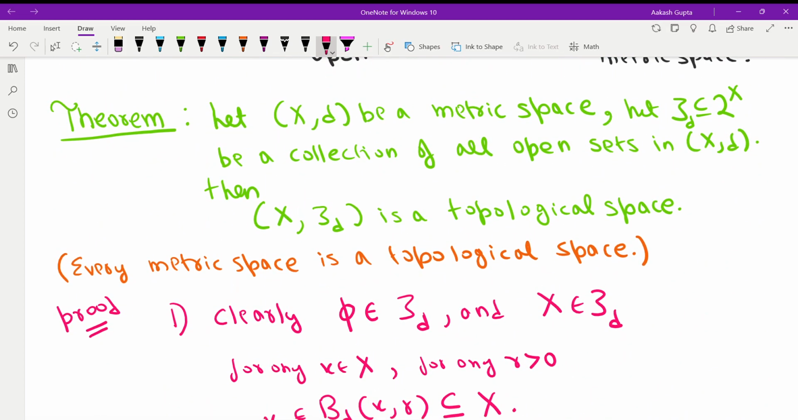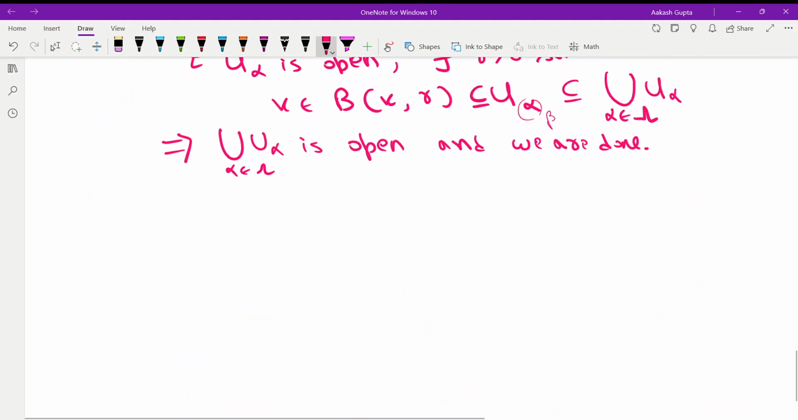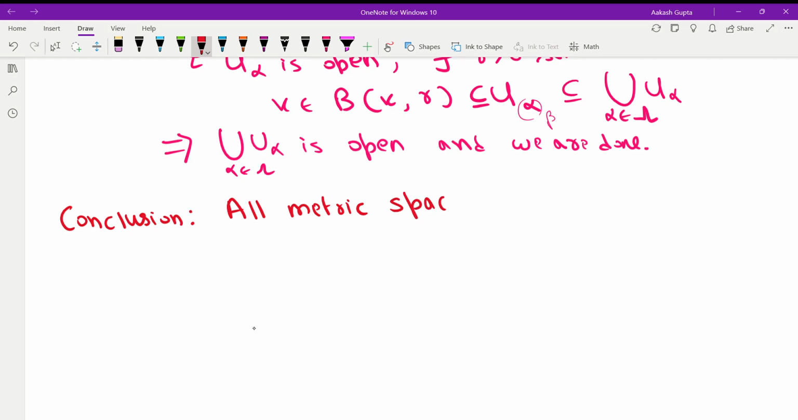What we have shown? We have shown the collection of all open sets is a topology on X. What are the open sets? The open sets of the metric space, how we have defined. So the conclusion, let me rewrite it. All metric spaces are topological spaces.